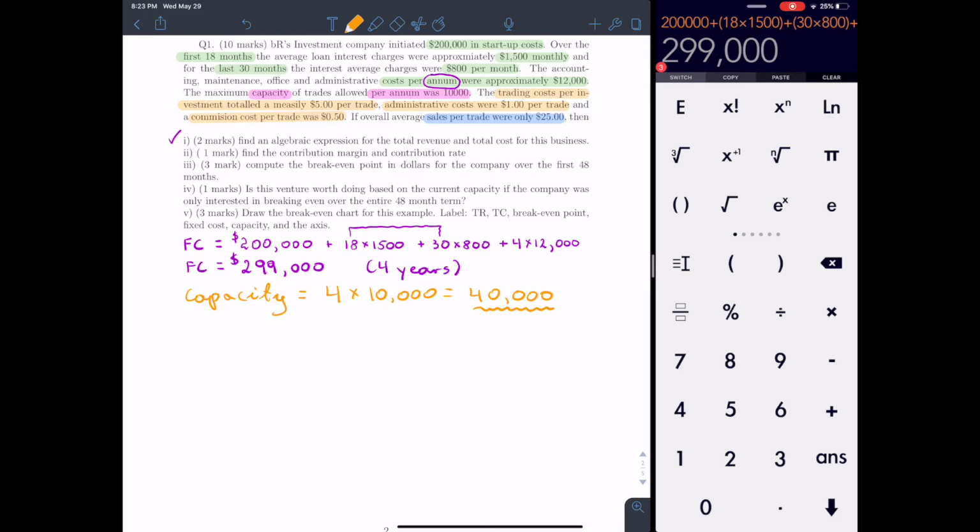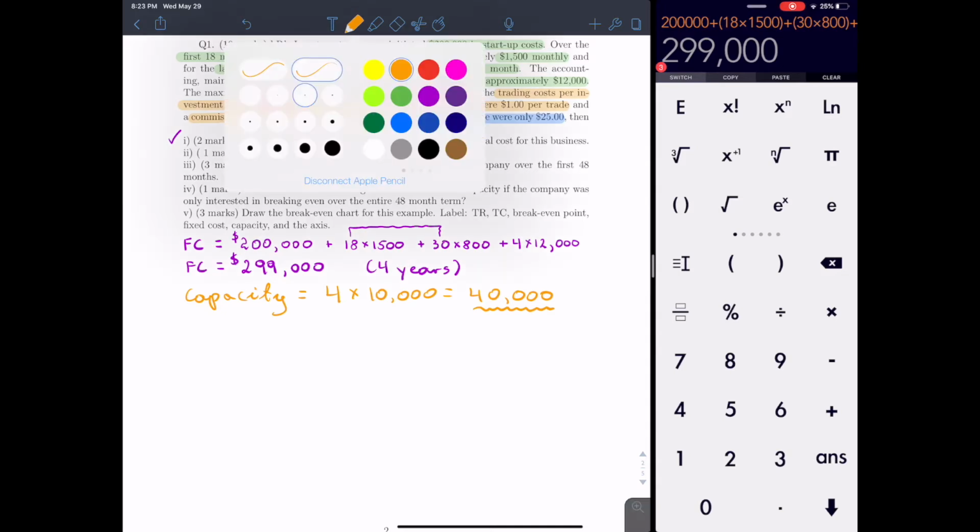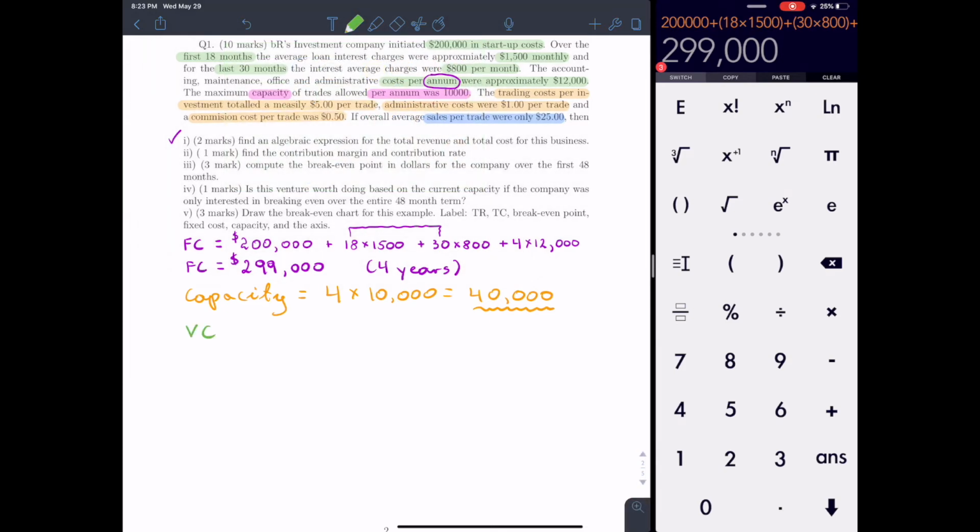Now these trading costs are $5 per trade, and then administrative costs $1 per trade, and commission, which is 50 cents per trade. So the ones in orange that you see there. So don't forget, variable costs are always per item or per one, in this case, per trade. So I have to add these up. So this would be $5 plus the $1 plus the 50 cents. So it's $6.50. That's my variable cost.